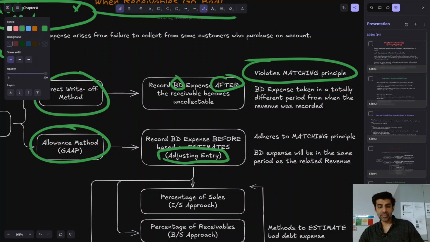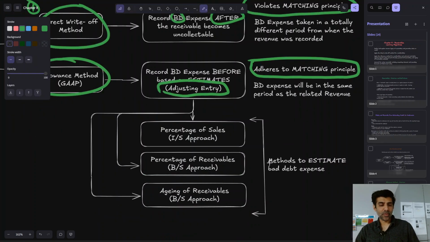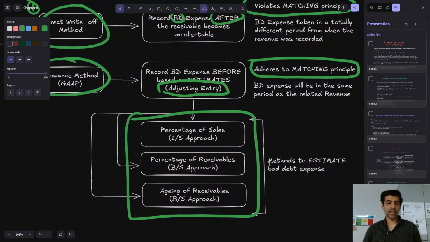So this does adhere to the matching principle, but it's just less accurate, because again we don't know exactly how much of that account receivable at the end of the year we're not going to be able to collect in the upcoming year. We're going to have to estimate that. So how do we estimate that? Now we have these three different methods to do it. These three methods are how we're going to figure that out.